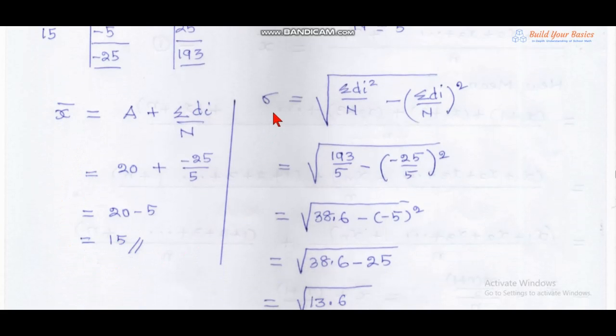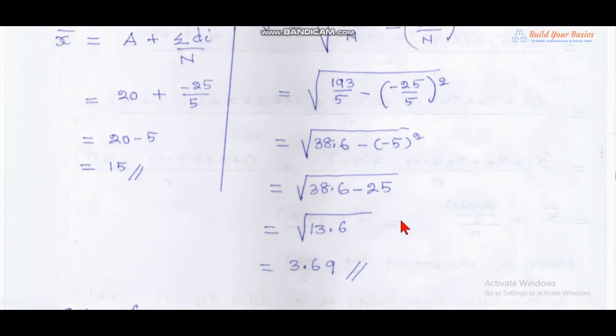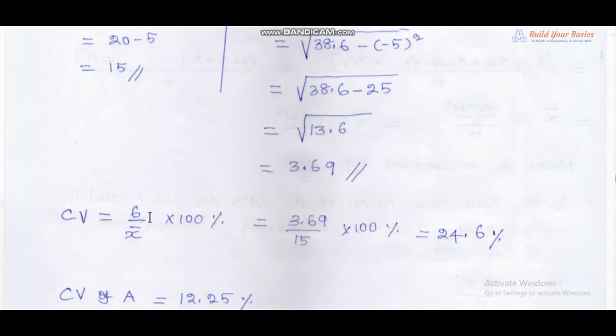Then sigma, the standard deviation of prices, is the square root of sigma Di squared by N minus sigma Di by N whole square, that is 193 by 5 minus 25 by 5 whole square, that equals square root of 38.6 minus 5 whole square, that is square root of 38.6 minus 25, that is square root of 13.6, and that equals 3.69. So coefficient of variation equals sigma by X bar into 100%, that is 3.69 divided by 15 into 100%, that is 24.6%.